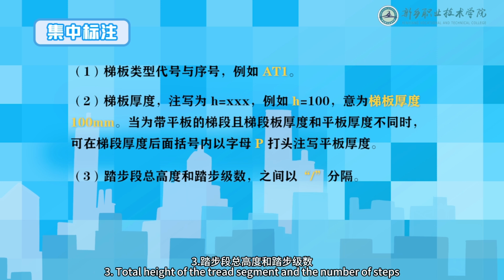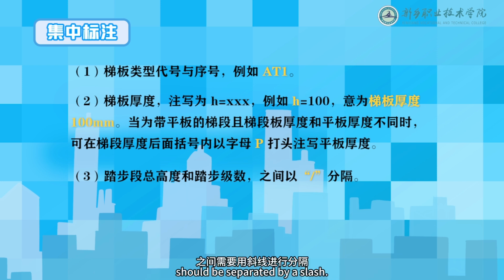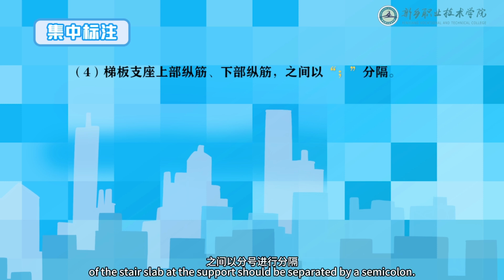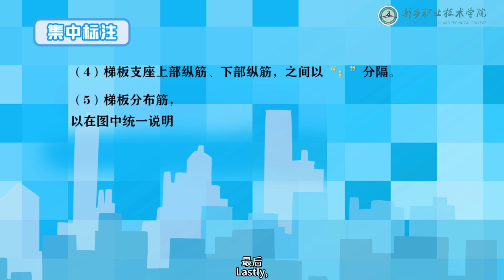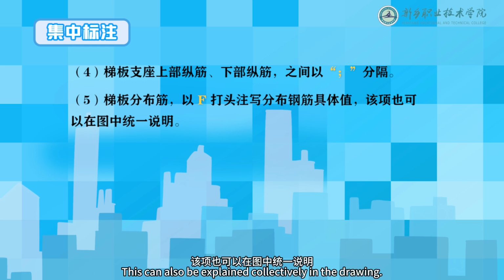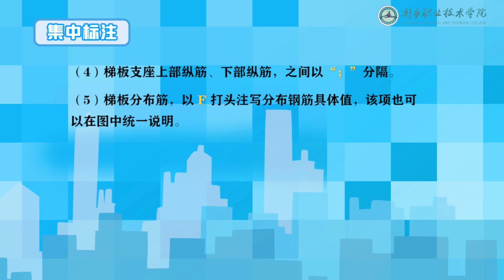3. Total height of the tread segment and the number of steps should be separated by a slash. 4. Top and bottom longitudinal reinforcement of the stair slab at the support should be separated by a semicolon. Lastly, distribution reinforcement of the stair slab should be annotated with F, followed by specific values. This can also be explained collectively in the drawing.